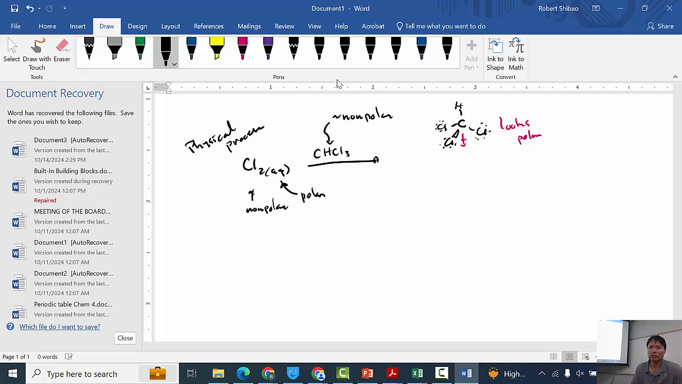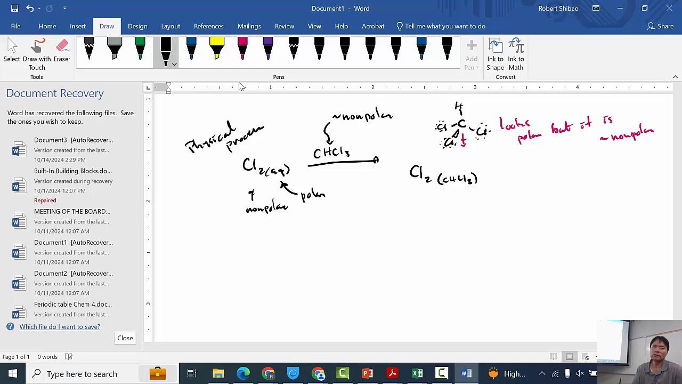And so it looks polar, this molecule, but it is nonpolar. Just based on its observational behavior, it behaves as if it's nonpolar because it doesn't want to dissolve in water. And so we're going to have chloroform, but now the chloroform, if we do a proper extraction, will be extracted into the chloroform layer. The chlorine will be extracted into the chloroform layer.